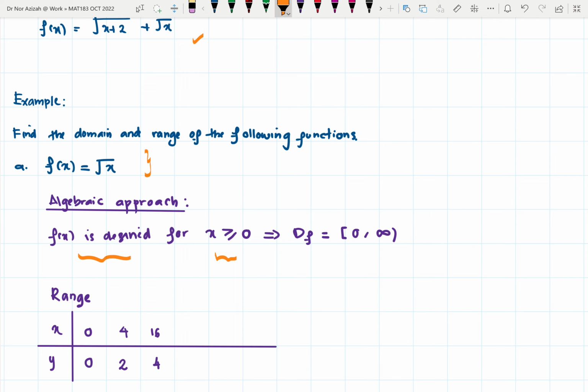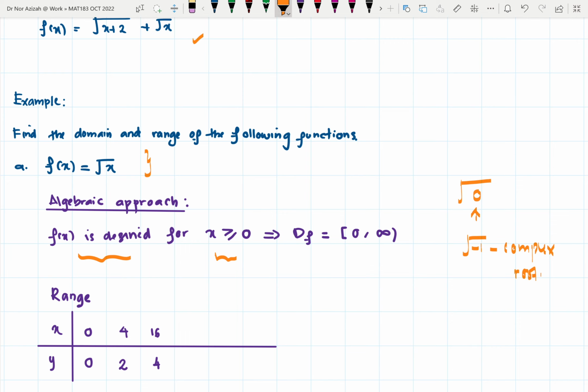For the square root here, the minimum value inside is 0. So this is the minimum value for x, so start from 0 until infinity. If you have a negative inside, you will get complex roots. So we do not consider complex roots here. We just consider real numbers.